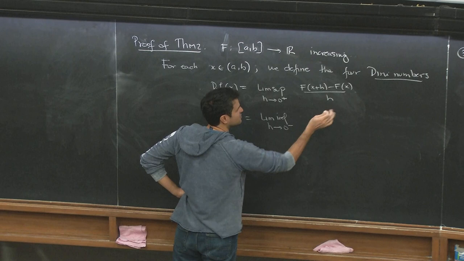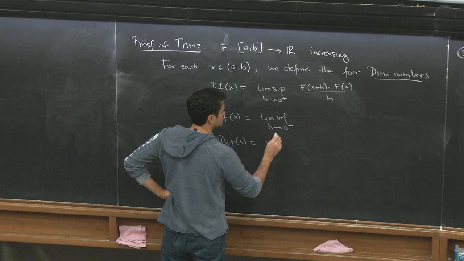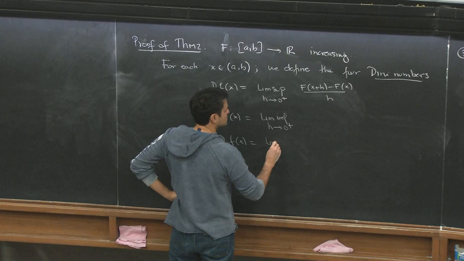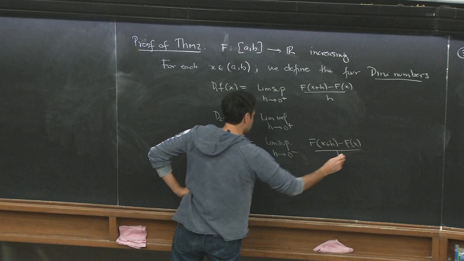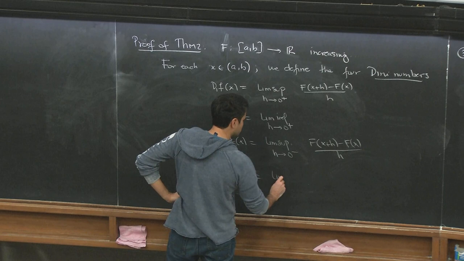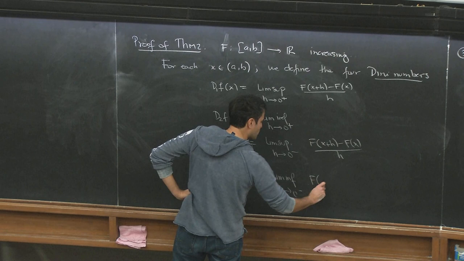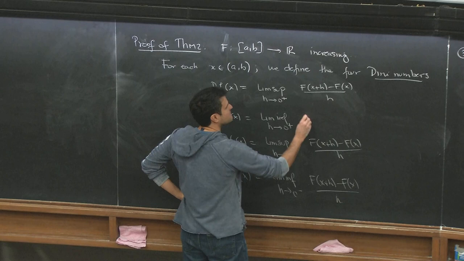d3 will be the Lim inf when h approaches 0 from the right. This will be the Lim sup when h now approaches 0 from the left of the same quantity. And the final one will be the Lim inf when h approaches 0 from the left of this one. Okay. So I'm going to define these four numbers.